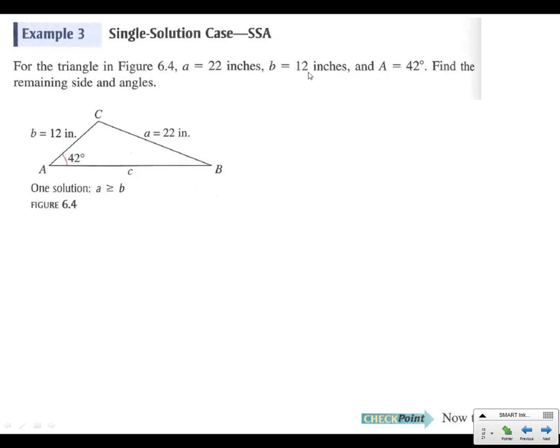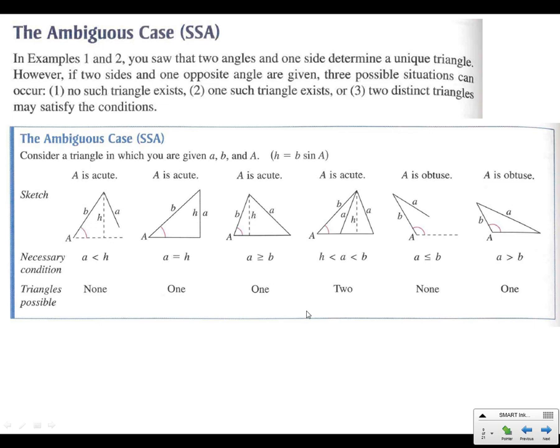All right, so for the triangle here, find the remaining sides and the angles. So we can visualize this. This is an angle, angle, side, side. 2 sides with an angle not in between them. All right, so if we look at this one, we go back to our chart, we compare A and B, and there's only one triangle here.